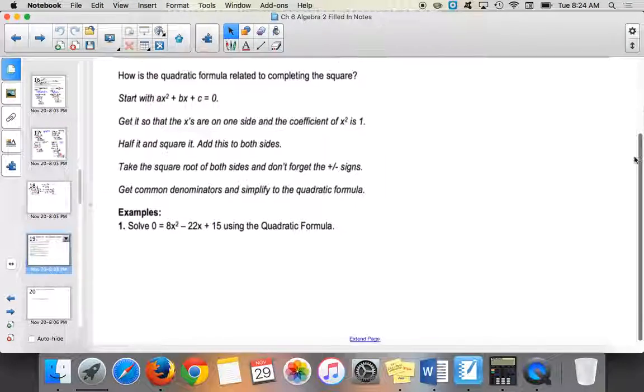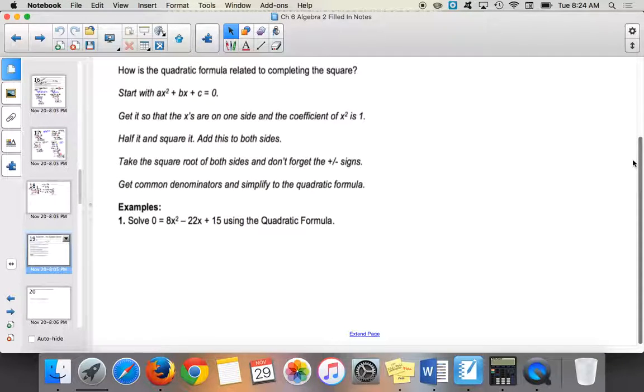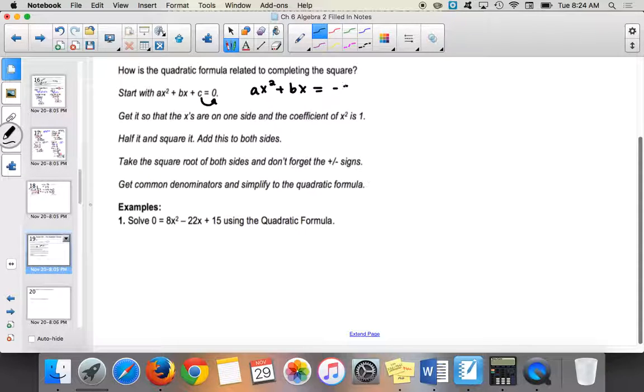So if we start out with a quadratic function, ax squared plus bx plus c, and we set it equal to 0. When we complete the square, we always need a 1x squared plus bx equals c, right? So what we're going to do is subtract the c over. So we're going to have ax squared plus bx equals negative c. And we want our x squared term to have a 1 in front of it. So what's our next step then? What do we have to do? We divide everything through by a.